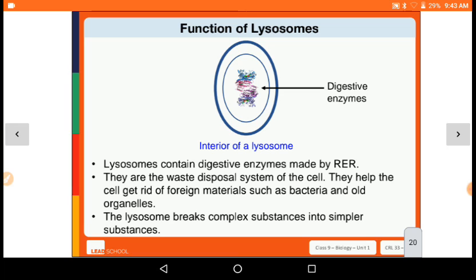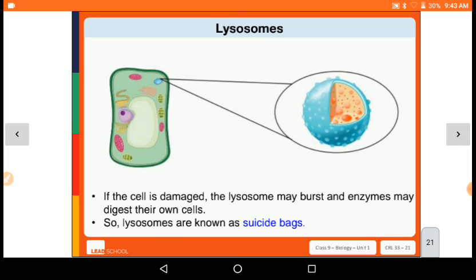डाइजेस्टिव सिस्टम होता है तो उसमें हमको पता है कि जो कॉम्प्लेक्स सब्सटेंस है उनको सिंपल सब्सटेंस में कन्वर्ट होता है. So lysosome is also a digestive system, so it breaks down complex into simpler, and it will work as a disposal system of the cell because they remove all the materials that is not required for the cell such as bacteria or old organelles. And this lysosome contains one enzyme which is made by rough endoplasmic reticulum.